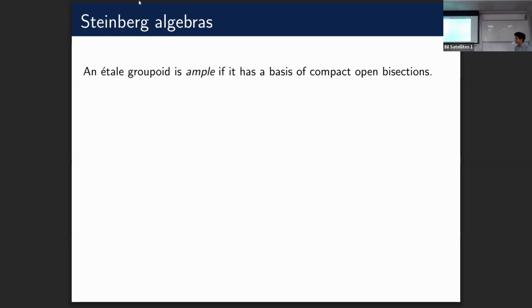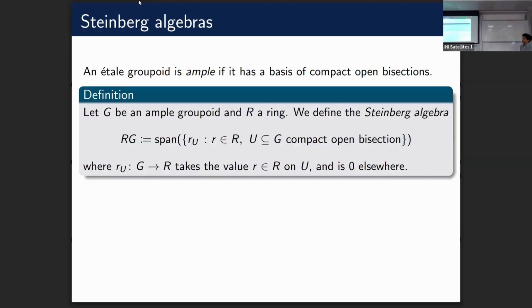In the setting of Steinberg algebras, you look at groupoids which are ample. So this is a groupoid which has a basis of compact open bisections. And if you're given a ring, you define the associated Steinberg algebra to be the span of functions like this. Here I use an indicator function, a function from the groupoid to the ring, and it takes the constant value r on this compact open bisection U, and it's zero everywhere else. You take functions of this form and just take their span.